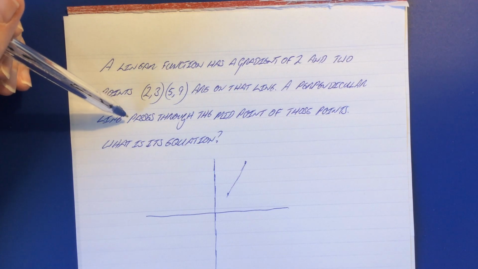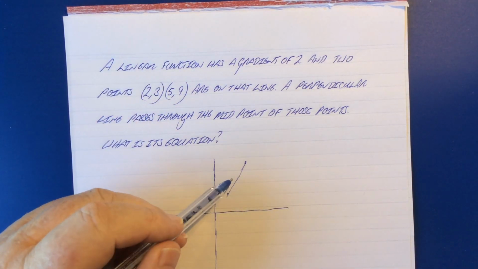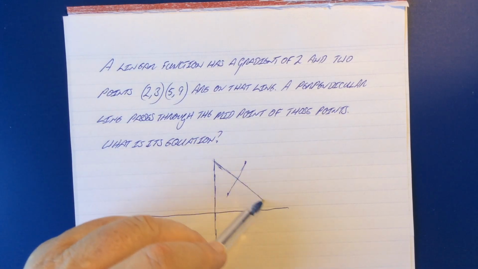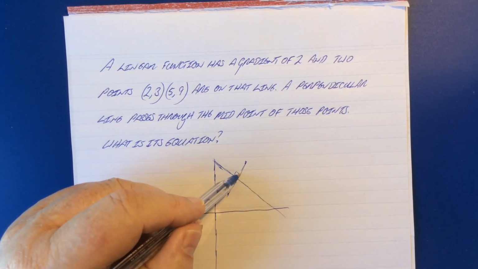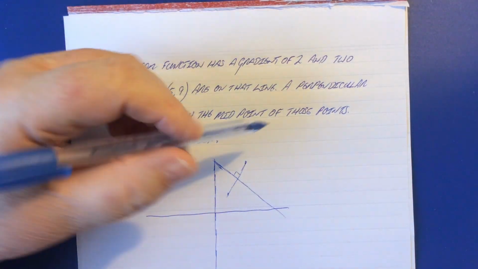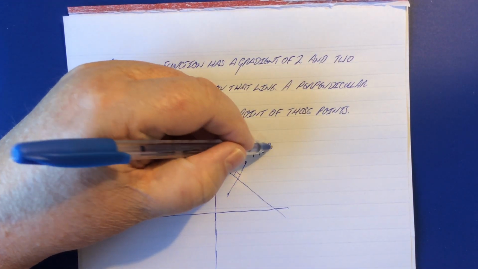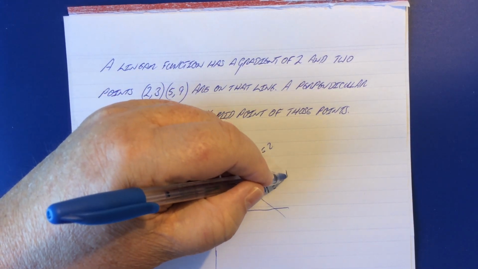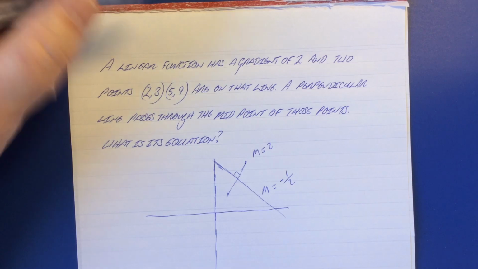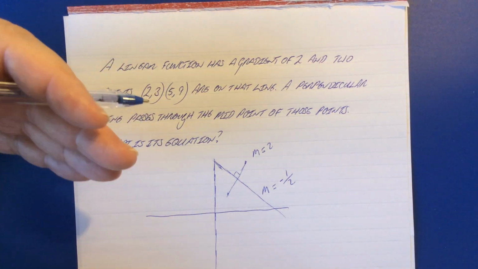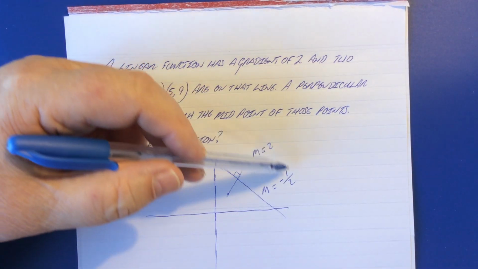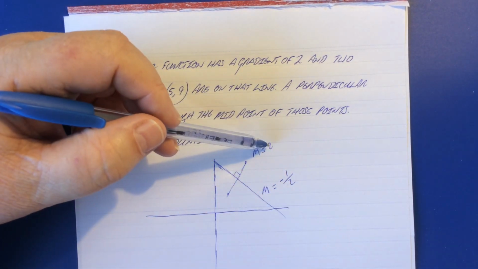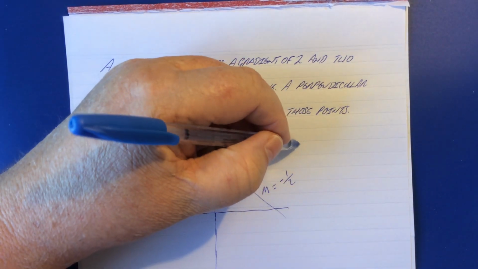A perpendicular line passes through the midpoint of those 2 points. So it does this, and that's a right angle there. And so if the gradient of this is 2, the gradient of this is negative 1 over 2. That's the rule about perpendicular gradients. It's the negative inverse of each one. So if this is negative a half, this will be 2. If this is 2, this will be negative a half.